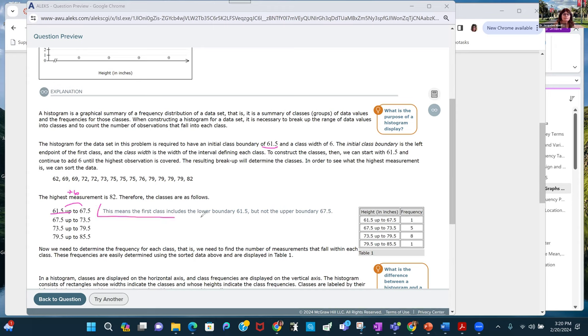Notice this point here. Different books and different resources will use different conventions for whether the endpoints are included or not. What Alex does consistently is include the lower boundary of a class. So this is included, but not the upper boundary. So if you had a data point of 67.5, it would be included in the next class. If you remember interval notation, the bracket includes the endpoint, the parenthesis does not. So this is an Alex convention here. This is one I wanted to make sure that I pointed out.